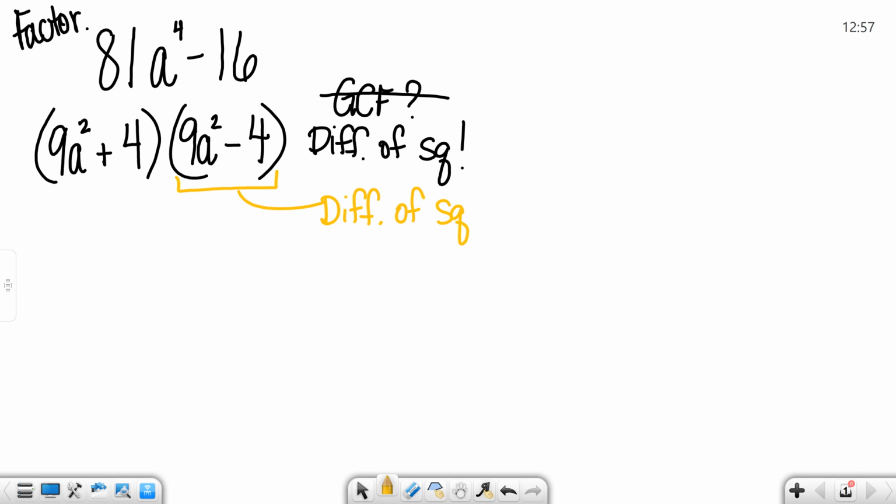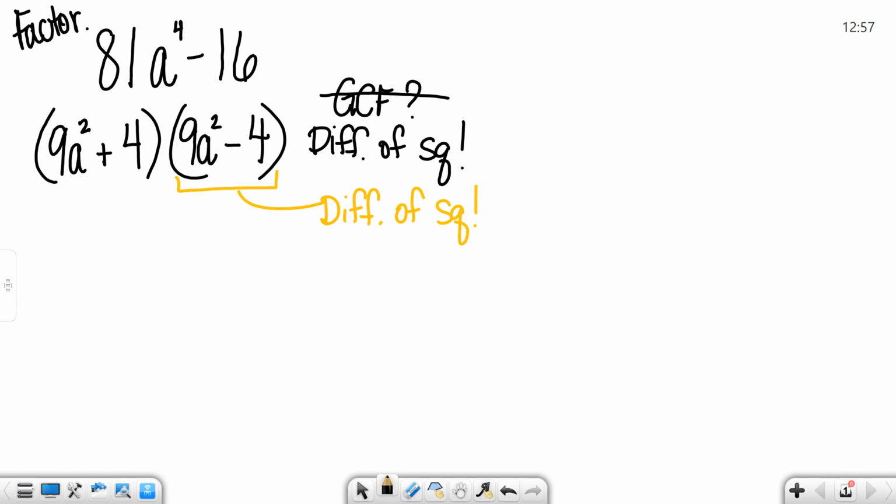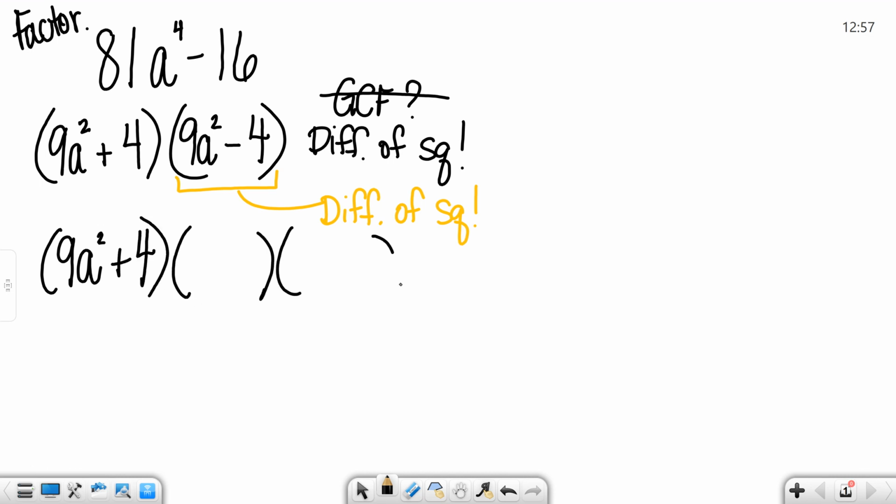And this is what it means by factor completely. We have to keep factoring until we can't factor anymore. There is no rule for sum of squares. So this 9a squared plus 4 just comes down. Nothing I can do to that. But I can factor this 9a squared minus 4.